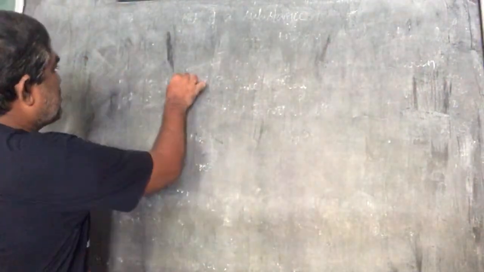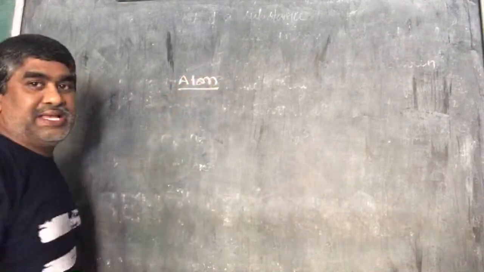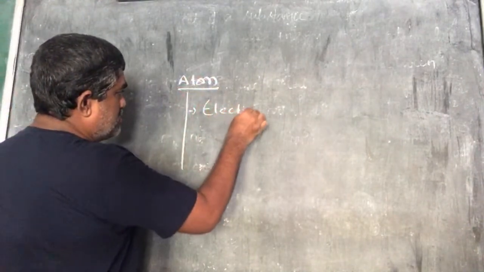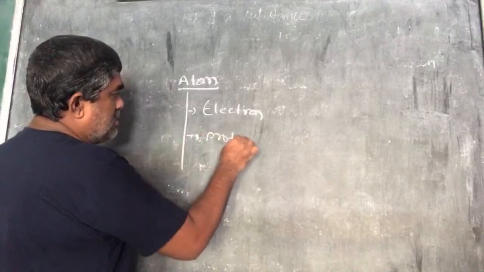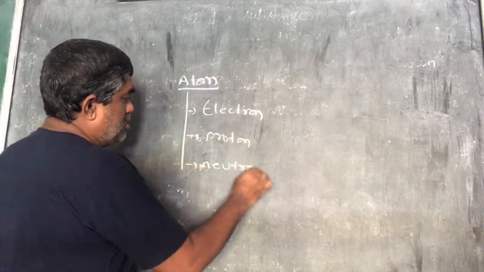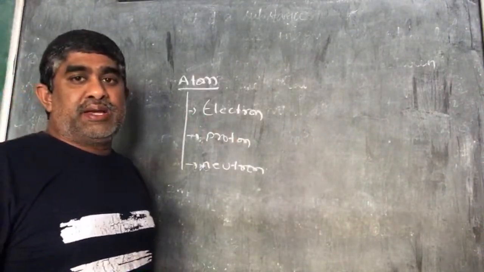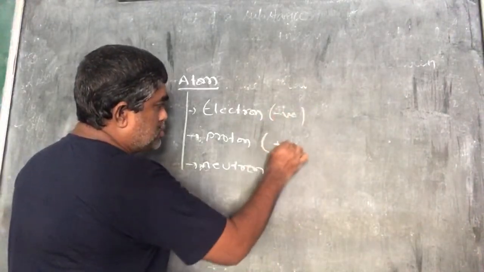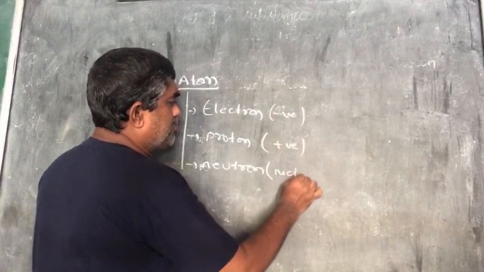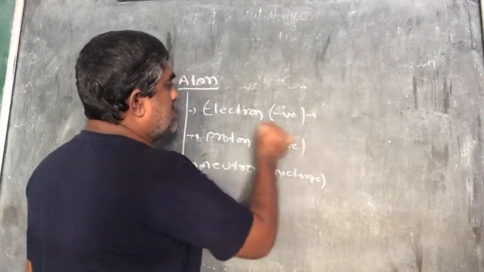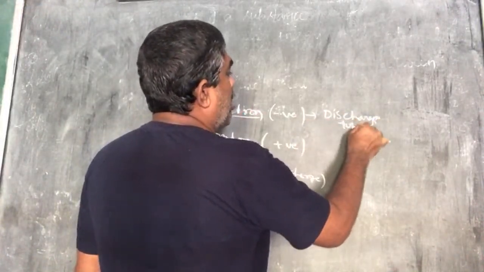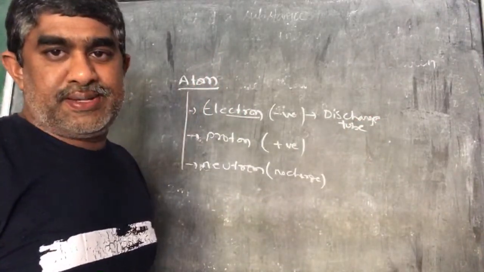As we are aware, what are the subatomic particles in an atom? In an atom, there are 3 subatomic particles: electron, proton, neutron. Learn them by heart. The electron has a negative charge, the proton has a positive charge, and the neutron has no charge. How was the electron discovered? By the discharge tube experiment, or William Crookes' tube experiment.